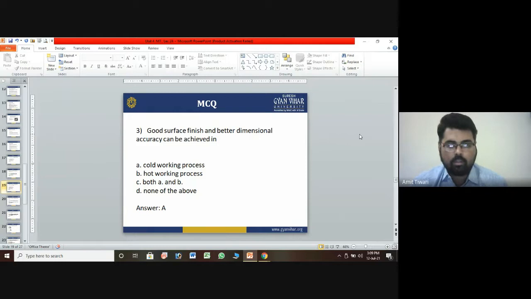Third question: good surface finishing and better dimensional accuracy can be achieved in which process? Option A is the cold working process, B is the hot working process, C is both cold working and hot working, and D is none of the above. The correct answer is A, the cold working process.